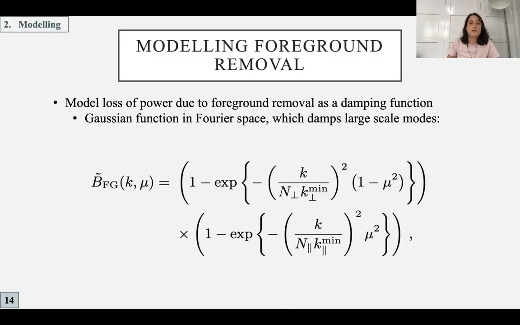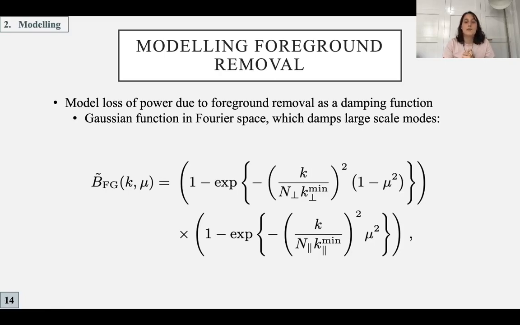But we can actually try and model the effects of foreground removal in the same way that we model the effects of the beam. With the beam, we model it as a Gaussian damping function, which damps scales in accordance to the size of the beam. And with the foreground, we can also model it as a Gaussian damping function, which now damps large scales as a function of the actual size of the box. This is because the size of the box determines which scales are actually getting confused with the foreground and removed. So that's why we have here the largest scales you can fit in the parallel and perpendicular directions of the box.